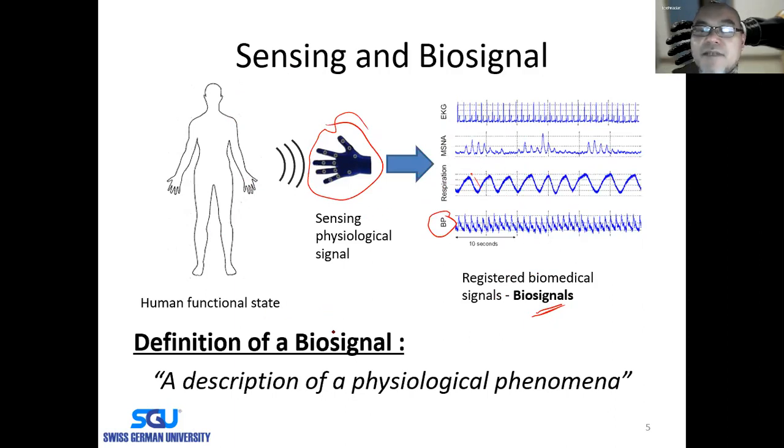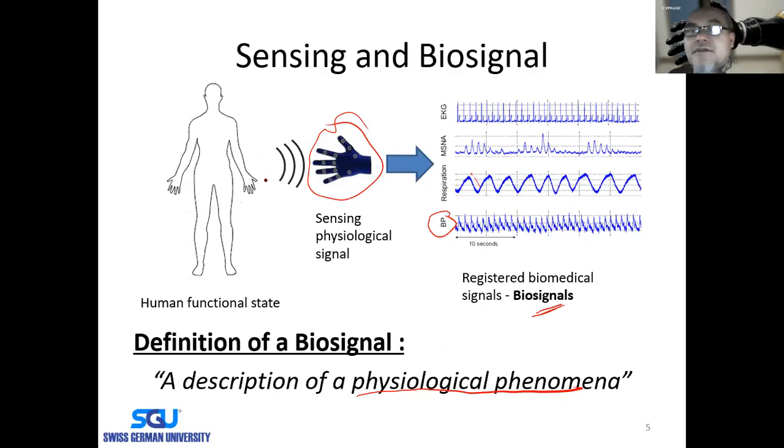So here we define a biosignal as a description of a physiological phenomenon. Inside the body itself there are many physiological phenomena. The heart is beating, and blood is being pumped from the heart into the whole body. Muscles are contracting or relaxing. The lungs are acquiring air and then exhaling the air.